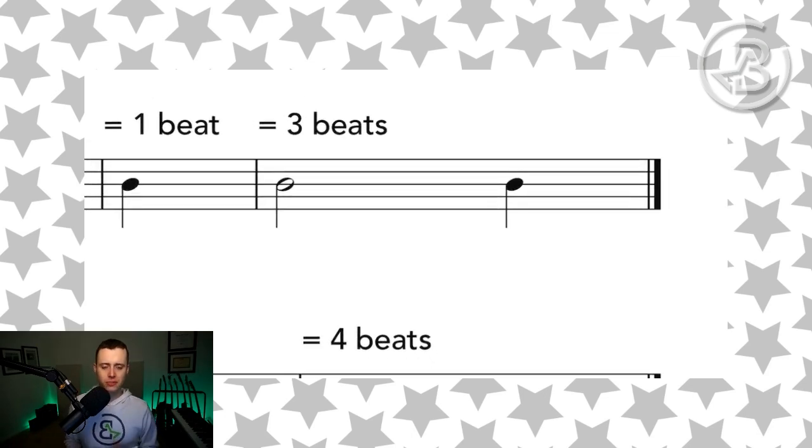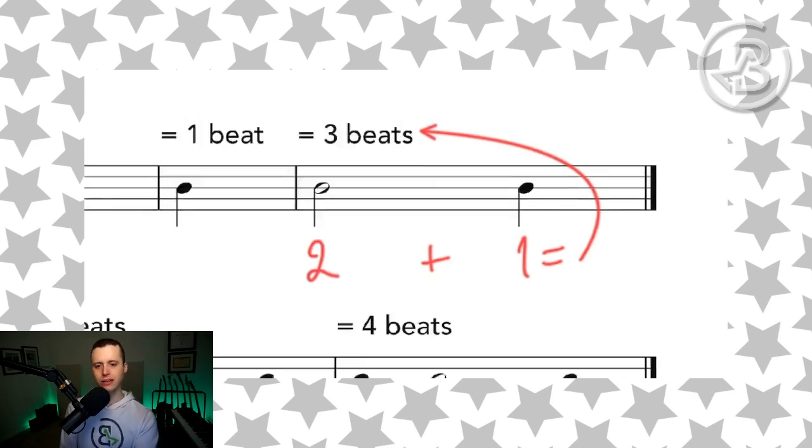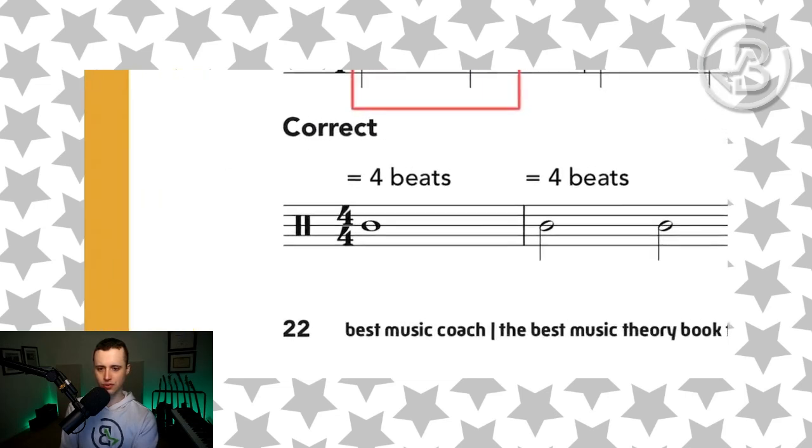And here in our last measure, we have a half note and a quarter note. A half note gets 2 beats or 2 counts, and a quarter note gets 1 beat or 1 count. That's 2 plus 1, which equals 3 beats. And we need it to be 4. So now let's look at some correct examples for 4/4.